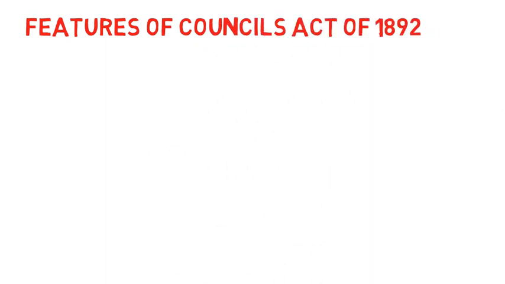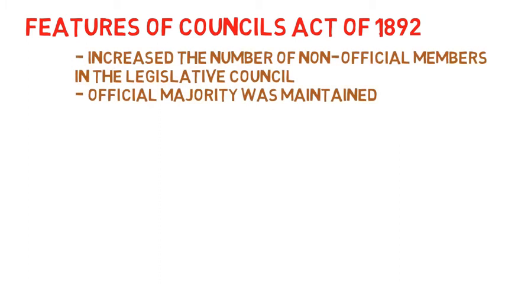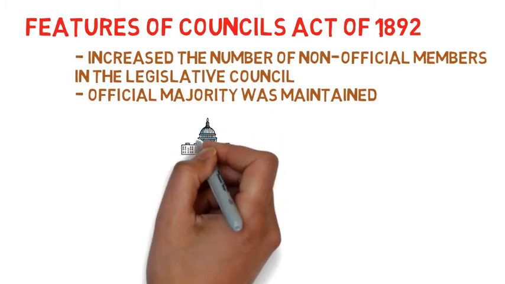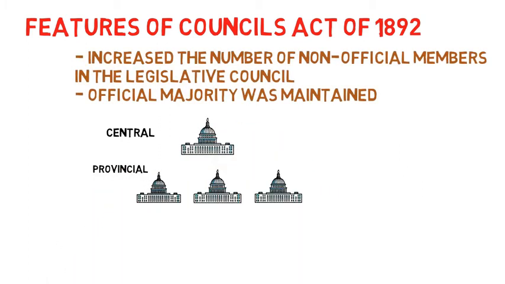Now moving on to the features of the Act of 1892. It increased the number of non-official members in both the central and provincial legislative councils. However, the official majority was still maintained, meaning that the number of non-official members would not be greater than 50% of the total strength of the council.